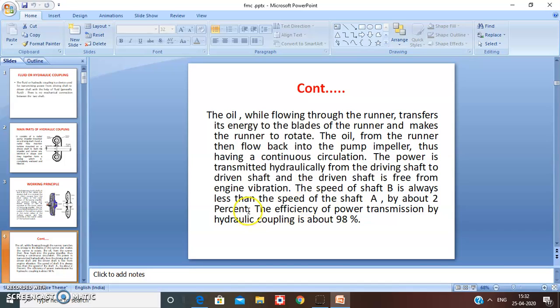About 2%. The efficiency of the power transmitted by the hydraulic coupling is about 98%.